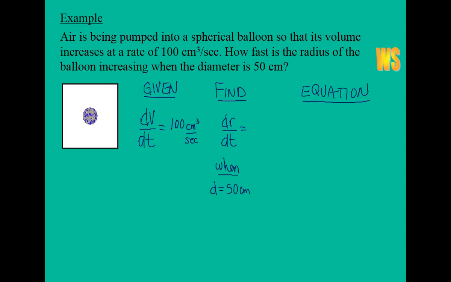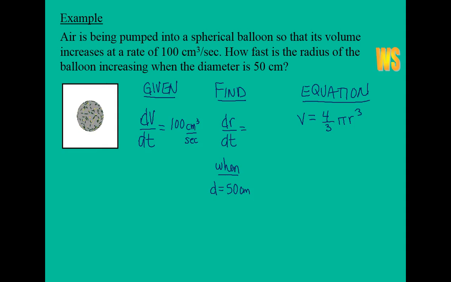So we have our given column and our find column filled out. Now we need to come up with an equation that relates our variables V and r together. Well, thinking about this problem, we're working with the volume of a sphere. So if we looked at the volume of a sphere, that's 4/3 pi r cubed. And we can see that equation relates the volume and the radius.